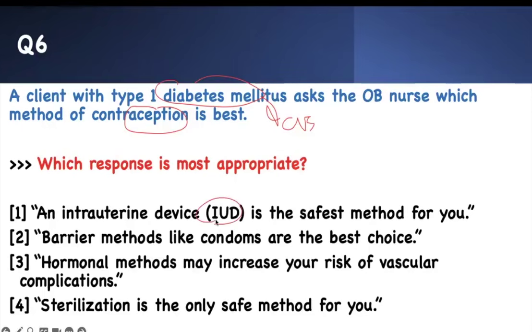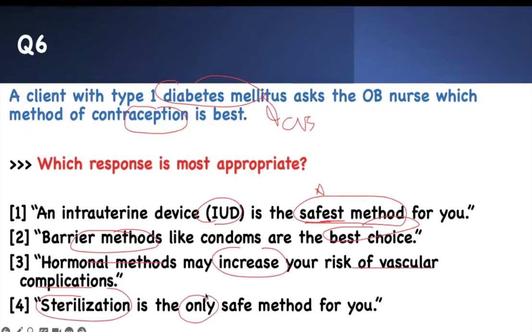Therefore, IUD is okay, but look at it. This is the buzzword: safest. Never pick an answer choice on the NCLEX that is talking 100% about the best, right? Safest method. Barrier method, yeah, is good. It is not hormonal, but it says it's the best choice when there are other choices. Hormonal method, yes, we should avoid it. And what do you say? Increases your risk of what? Vascular complications. Sterilization, look at the word, the only safe method for you. So which one would you choose?